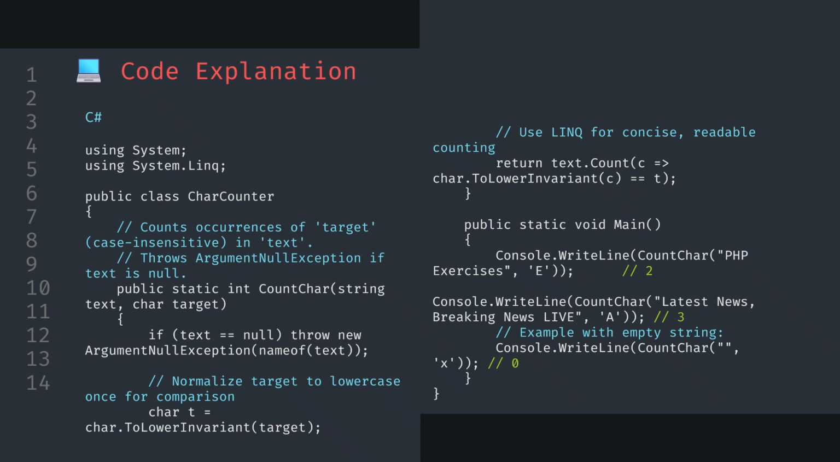This implementation uses char.ToLowerInvariant to normalize both the target and each character in the string. That keeps the comparison culture invariant and fast. We chose LINQ's Count for readability, for it expresses the intent directly. If you need maximum performance from a very large string, a manual for loop avoiding unnecessary allocations can be used.